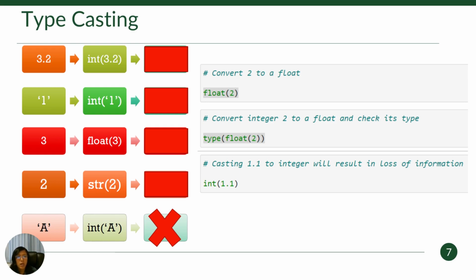So similarly, the first one is a string. If you type that string into an integer, you will get the 1. Similarly, 3, if you type as float, it will be 3.0. But please note that A is a string. Data type is string. You cannot convert it into an integer. You will get the error for that.